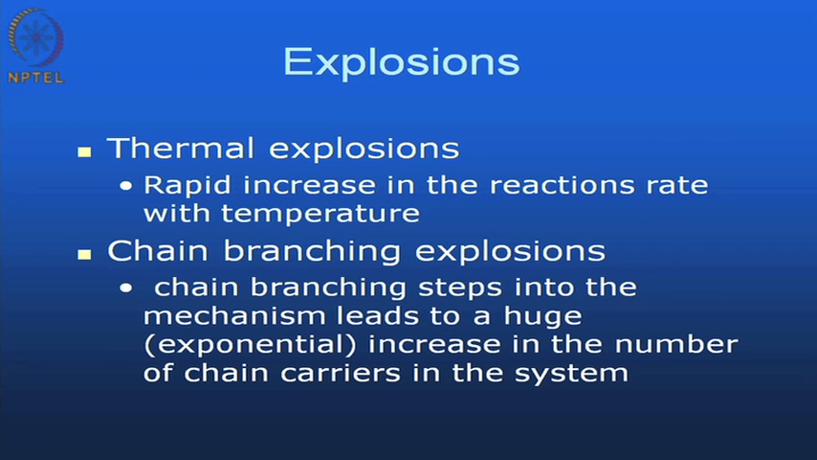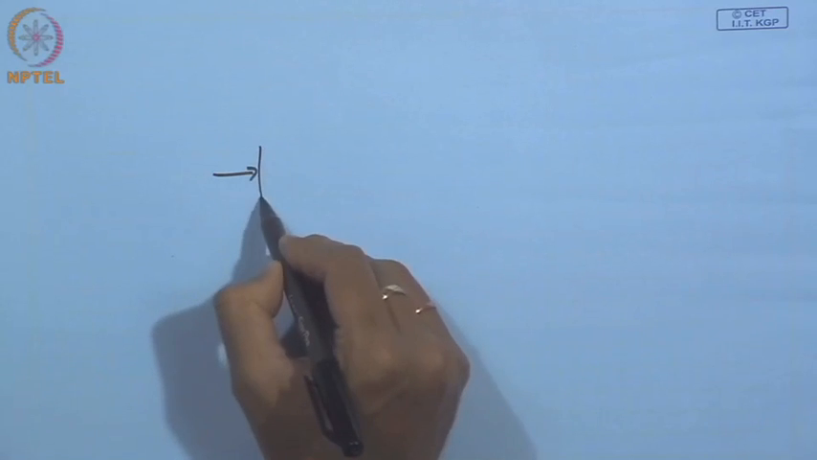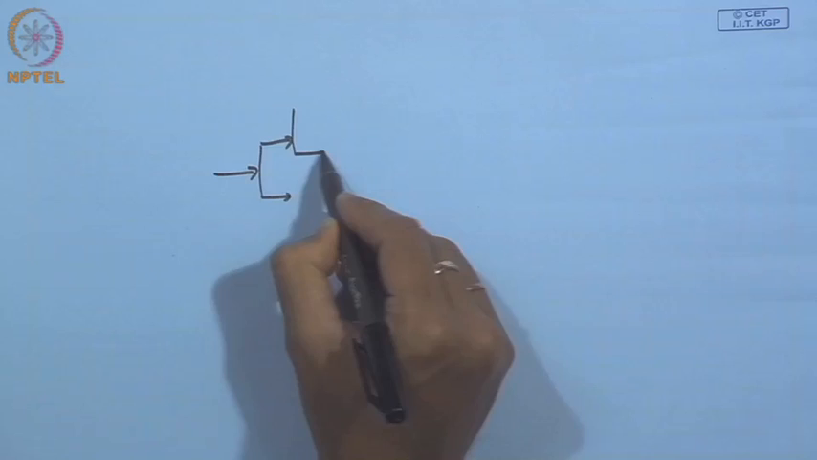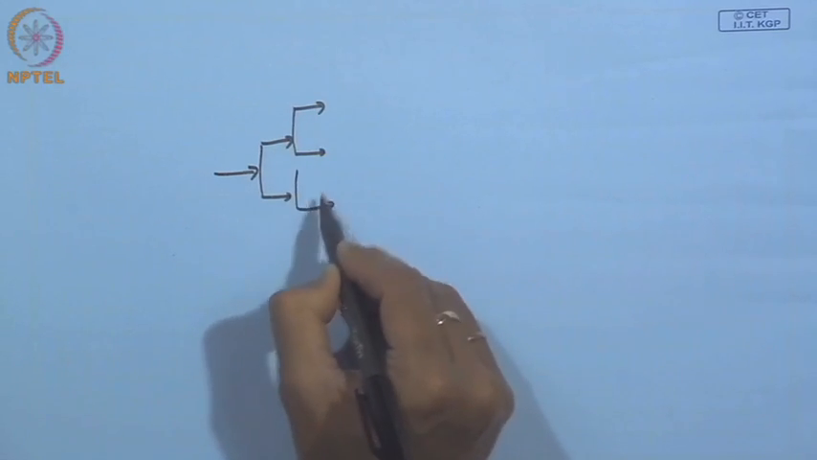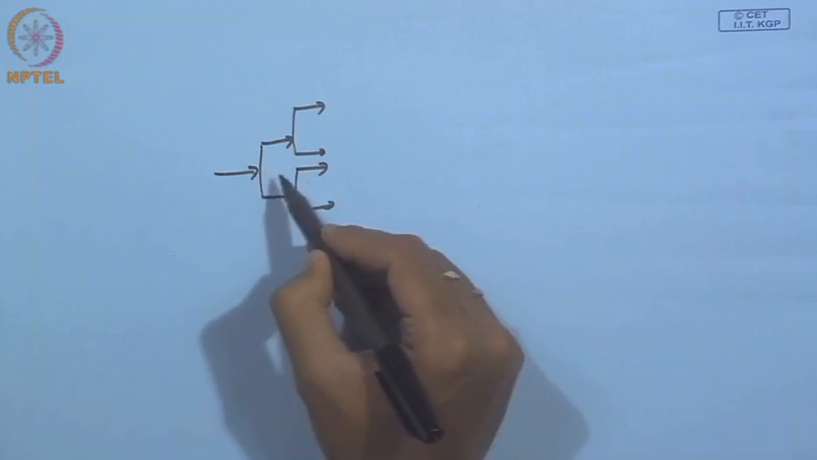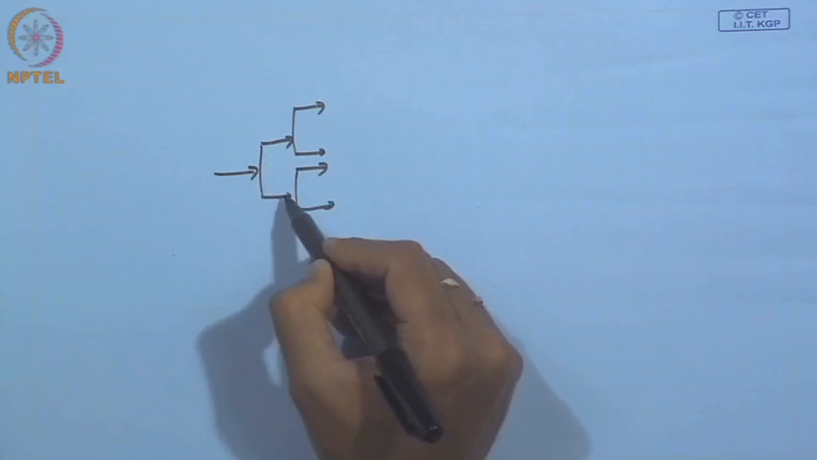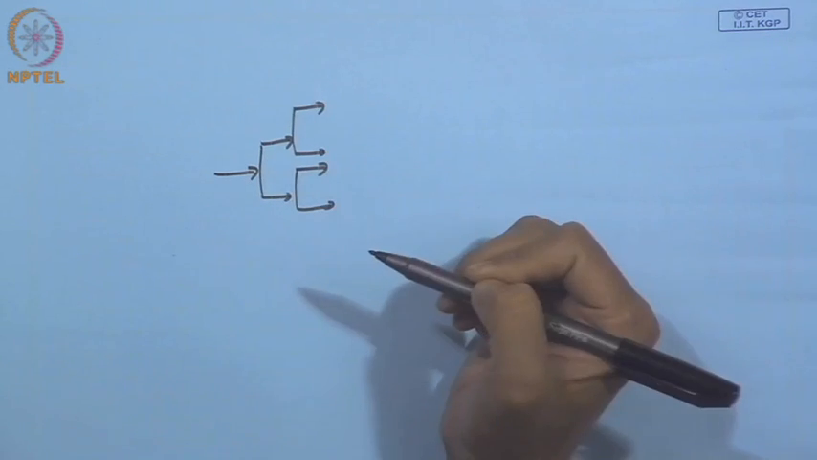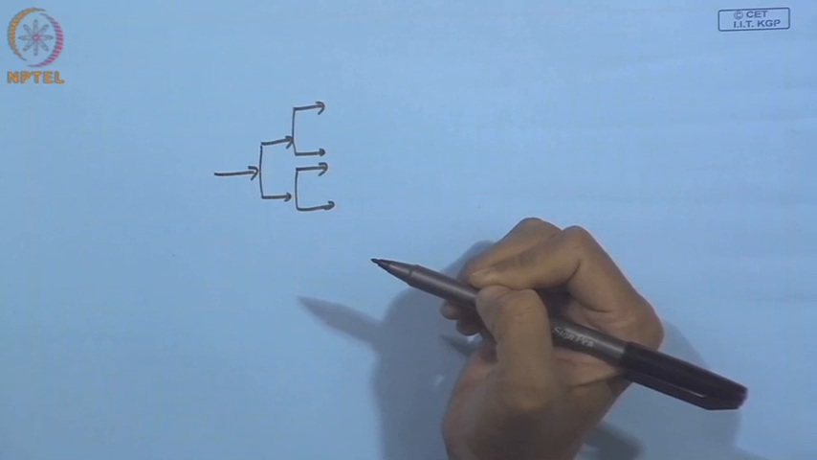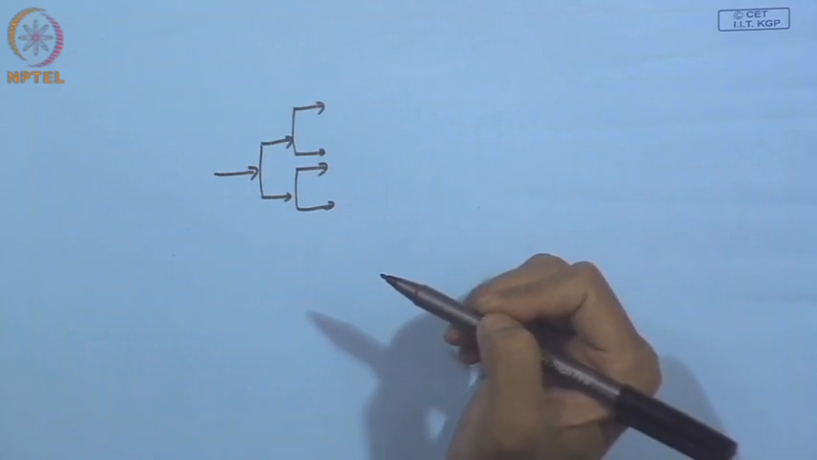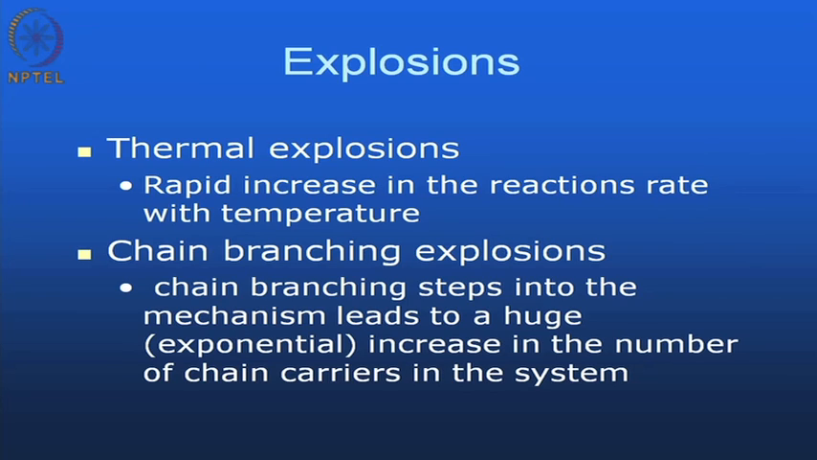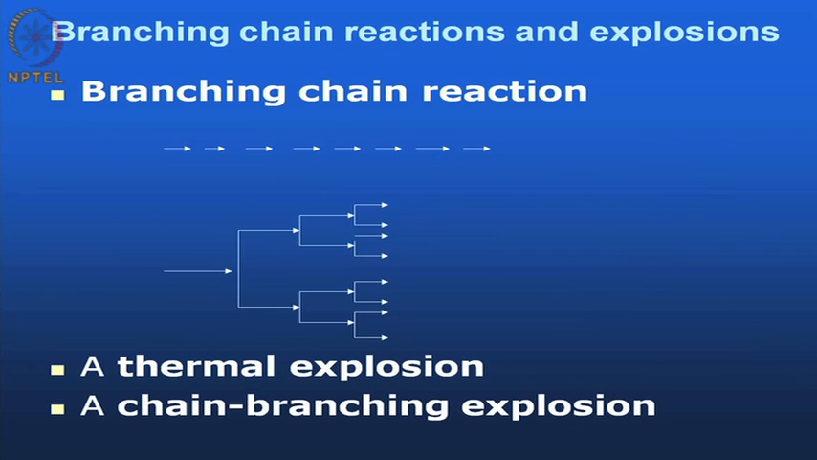That means, as I showed to you like this, it is a huge increase. Initially 1, then 2, 2 becomes 4, 4 becomes 8, and so on. So, it increases hugely, and that leads to explosion. So, this is the schematic showing a straight chain reaction and a branched chain reaction leading to explosion.